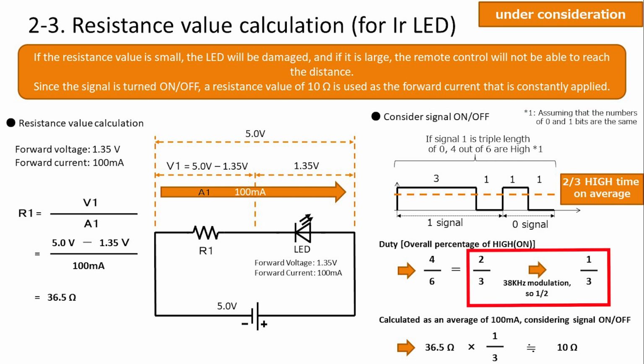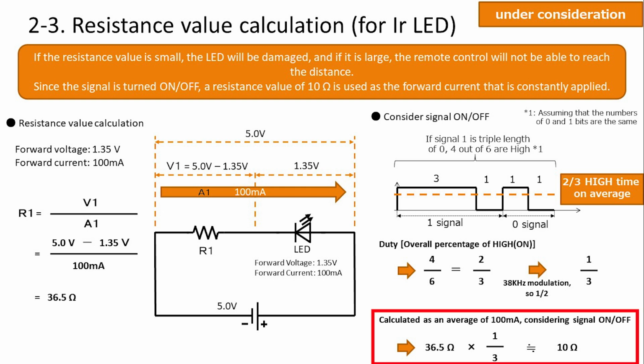Since this on time is modulated at 38 kHz, half of it is off time, so 1/3 of the whole is on time. For this reason, in order to pass 100 milliamperes on average, it is necessary to triple the resistance value, so I set it to 10 ohms. There are many things I am still studying, including the concept of this resistance value.